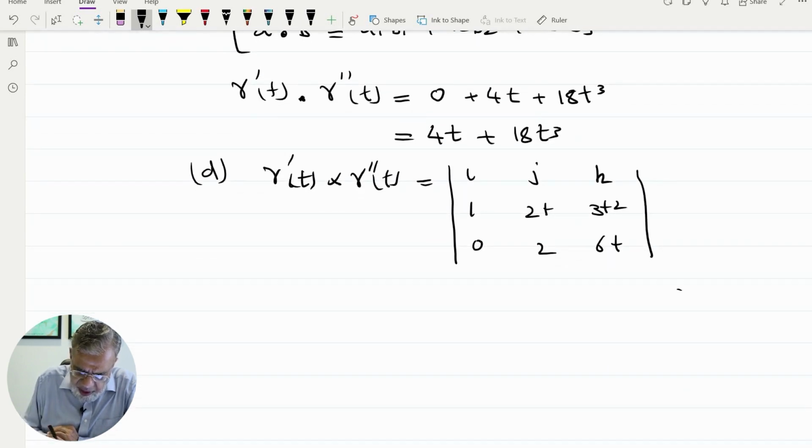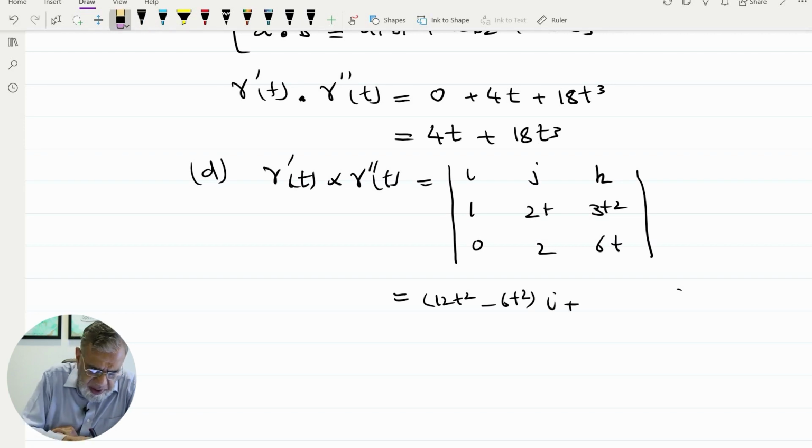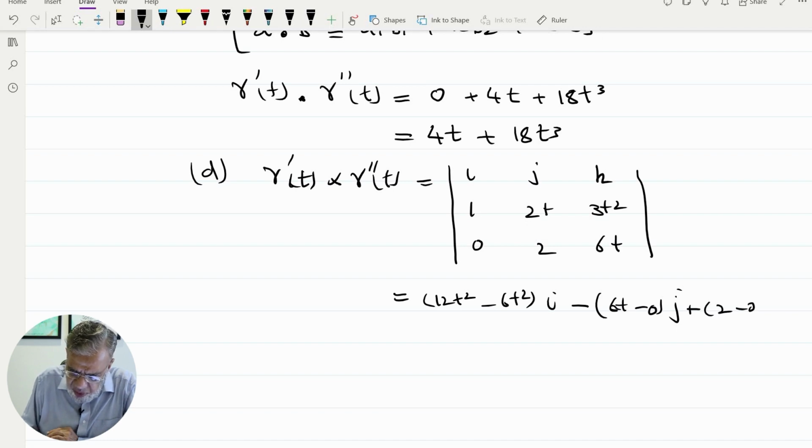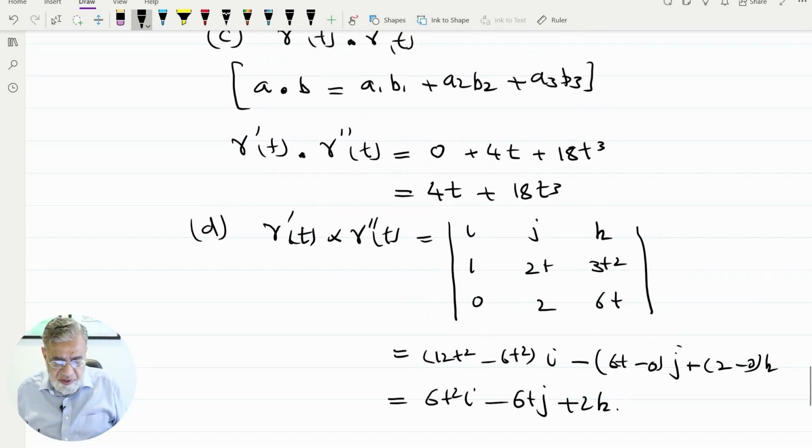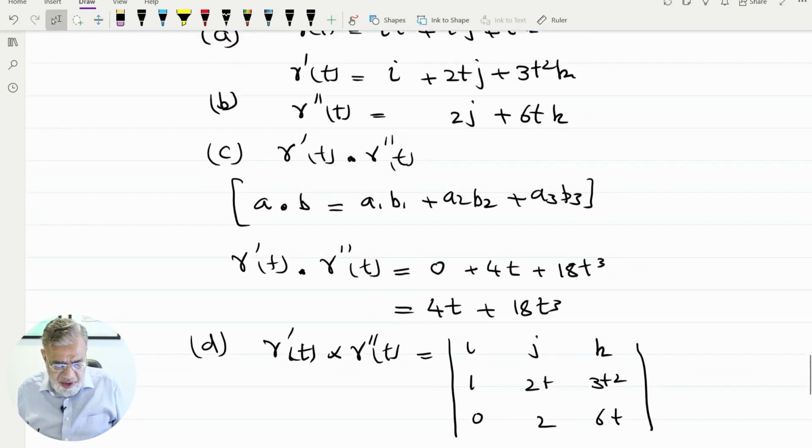Opening this determinant, I get 12t square minus 6t square i. Then we take j, this is not plus j, it is minus j, with components 6t minus 0, so 6t minus 0 j, and the component of k is 2 minus 0, 2 k. So I rewrite this: 6t square i minus 6t j plus 2k. So that's my result. This is a vector, again a vector value function, the cross product of two vectors, whereas the dot product was a scalar function.